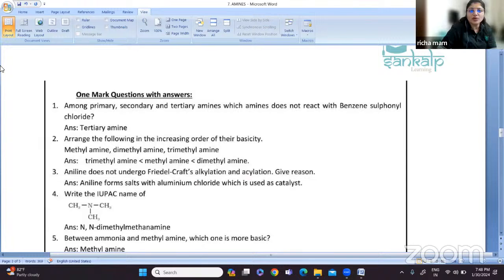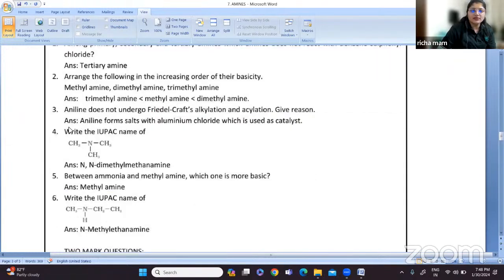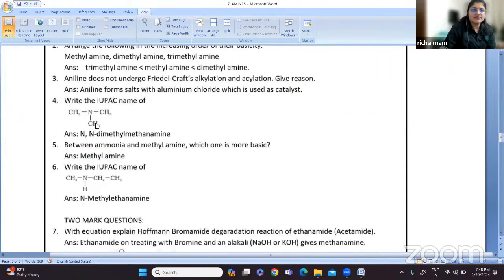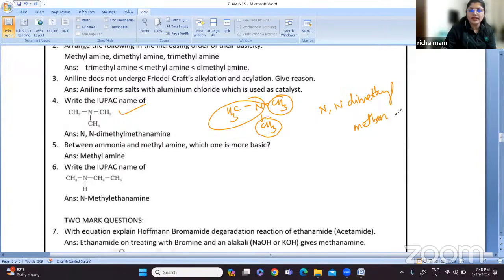From this chapter, IUPAC names are very important. From all the organic chapters, IUPAC names are very important. So here one structure is given. Yes, you can see the structure. So what is the name of the structure? At N position we have 2 methyl groups, so it is N,N-dimethyl methanamine. You are taking methane as the main chain and amine is the suffix.